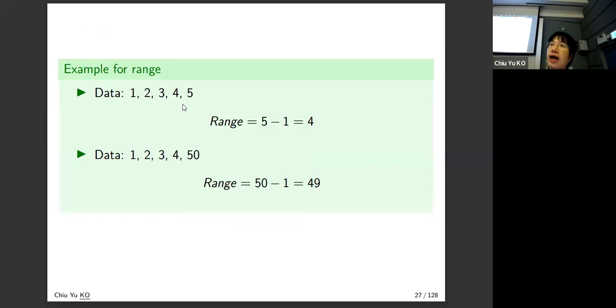And again, because of outliers, for the range you would want to consider winsorized or trimmed data. Otherwise, the range is not very useful. Sometimes you cut out the top 10% or bottom 10%, or 2% or 5%, depending on your purpose. But that is the idea.